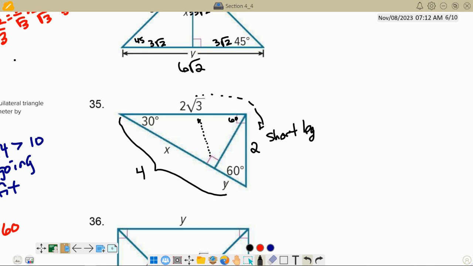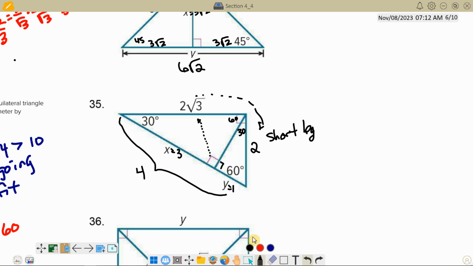Unfortunately, that doesn't help us a whole lot because we still need x and y. Wait, we can get y now, because if I see that this is the hypotenuse in this little triangle here, and this is a 30-degree angle, this is the short leg down here. So y is 1 long. Okay, then x is 3 long, and we're done. Hey, that wasn't so bad.